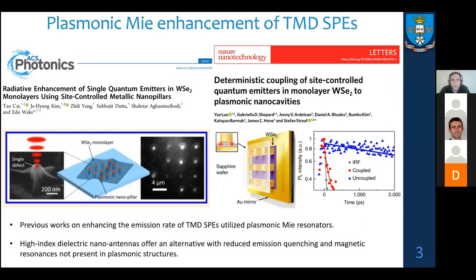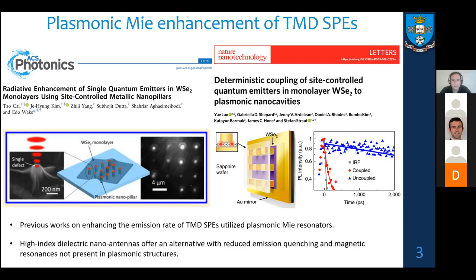My work focuses on Mie resonators, so they're much smaller in size. And in the past, plasmonic versions of the Mie resonators have been used to enhance single photon emission, specifically in, say, tungsten diselenide emitters, single photon emitters, and in other material platforms.